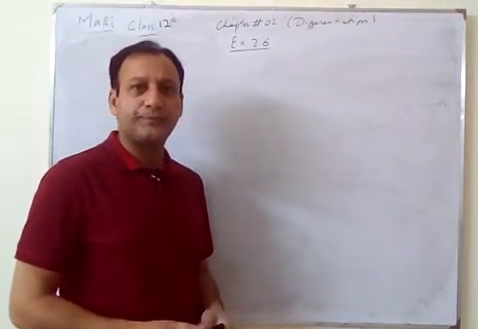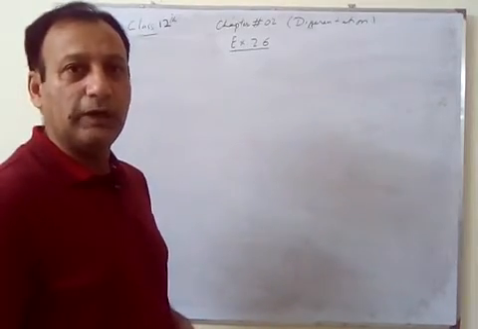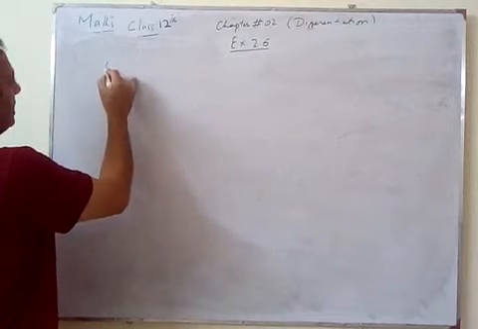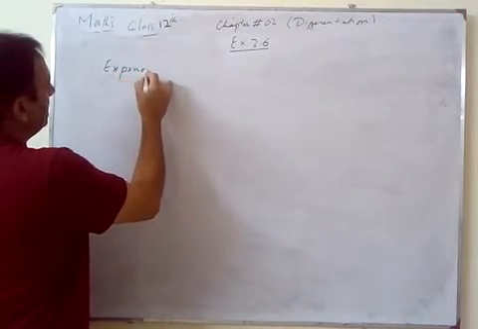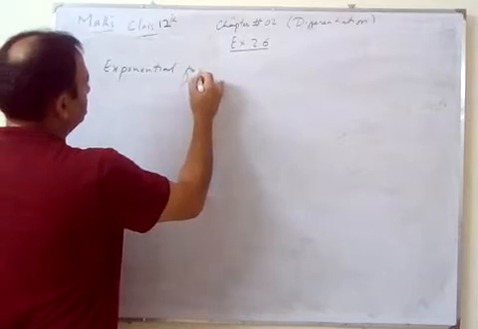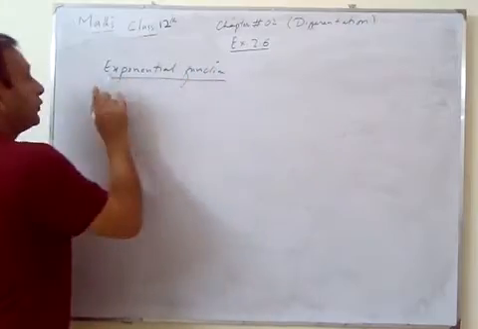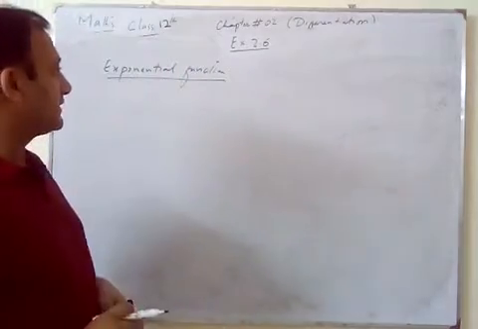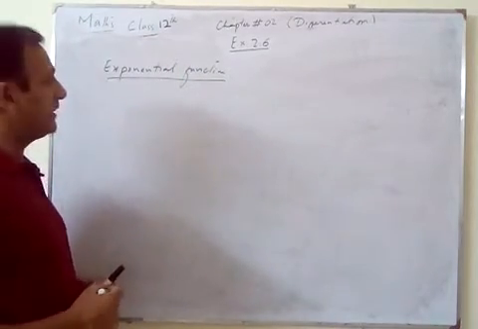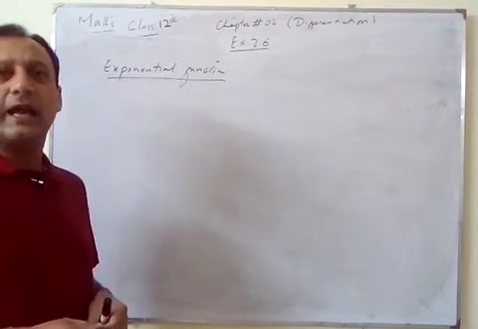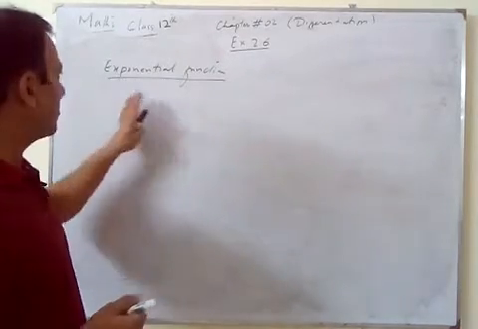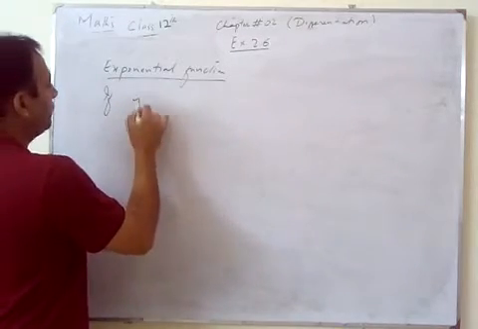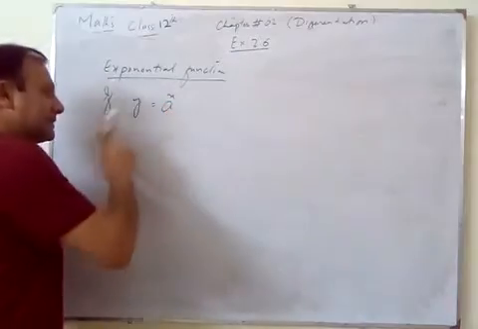Before starting the exercise, we discuss one or two derivatives and definitions as well. Exponential function. You have already studied this. In simple wording, when a variable is involved in the exponent, that is called an exponential function. Mathematically, we write it as y is equal to a power x, that is called an exponential function.